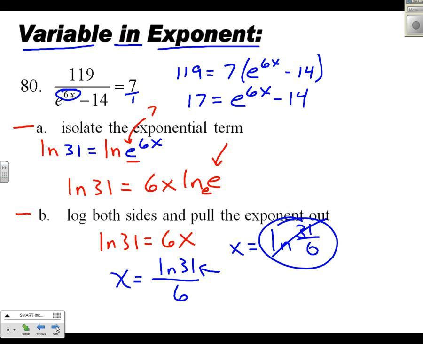So third type, we have an exponential or an exponent that is a variable. We want to isolate that exponential term, take log of both sides, and solve for x. In this case, I needed to divide away 6. In theory, I needed to divide away ln e, but of course ln e is 1 to get my x alone. So there you have it.